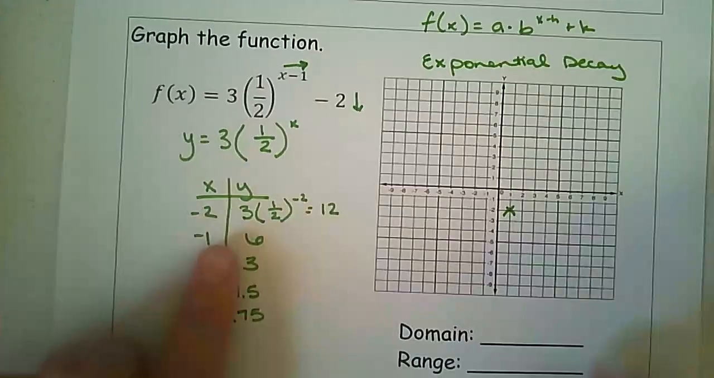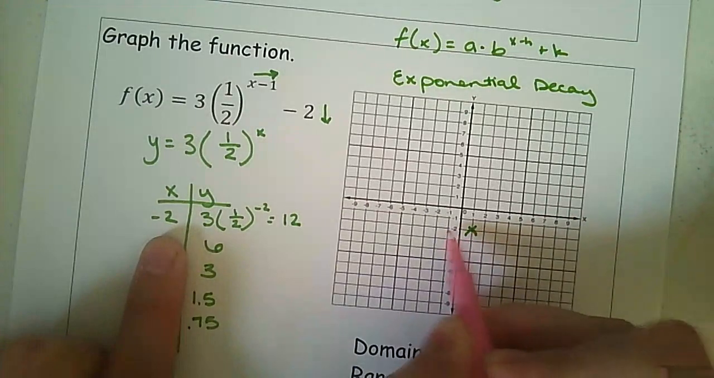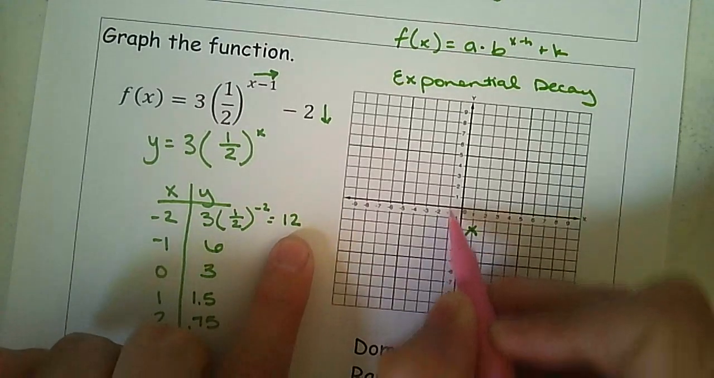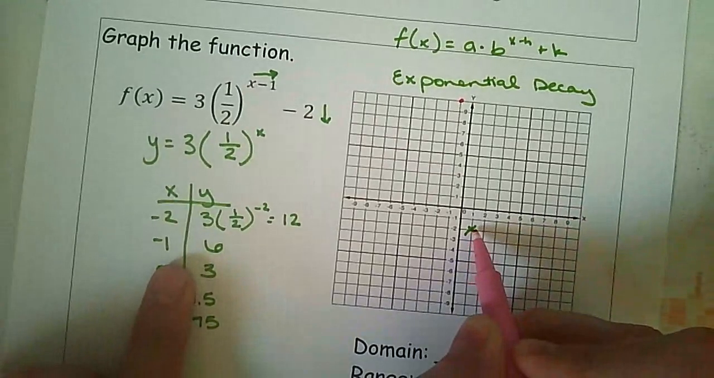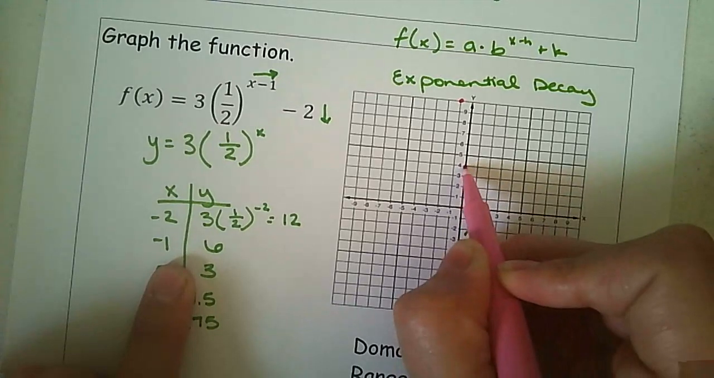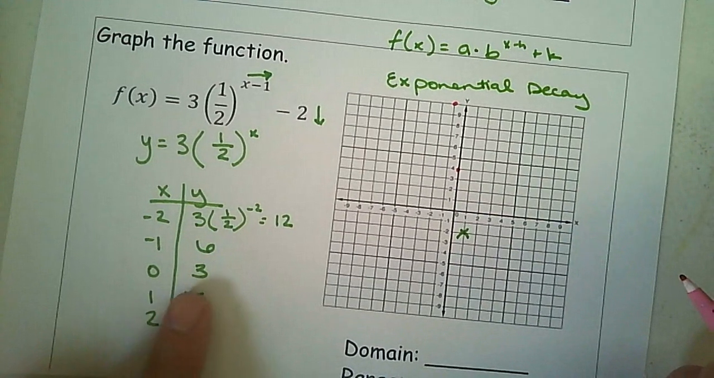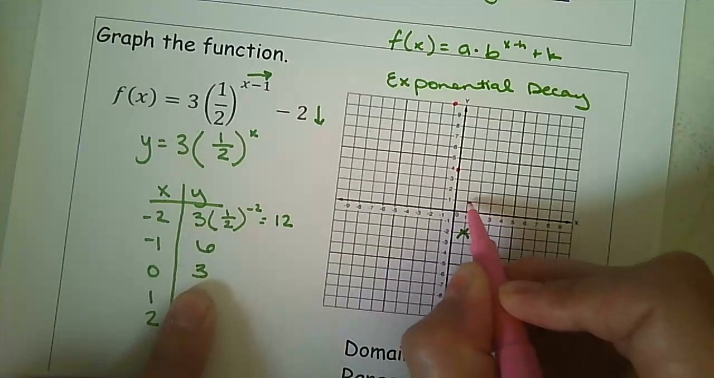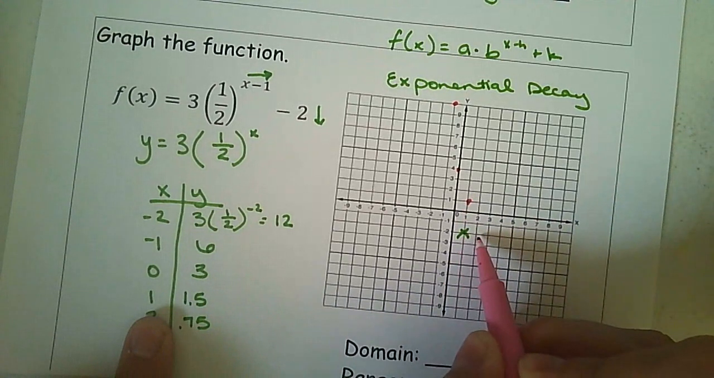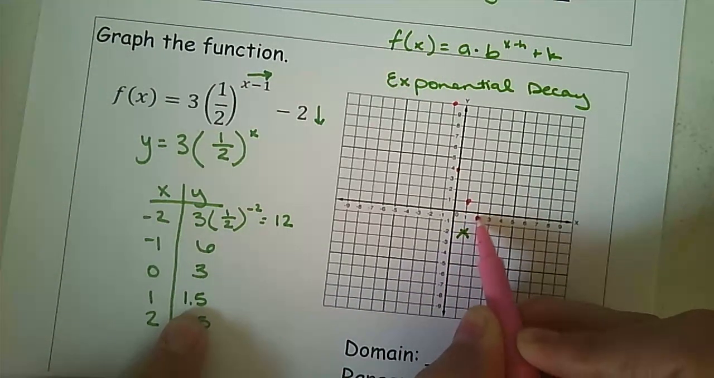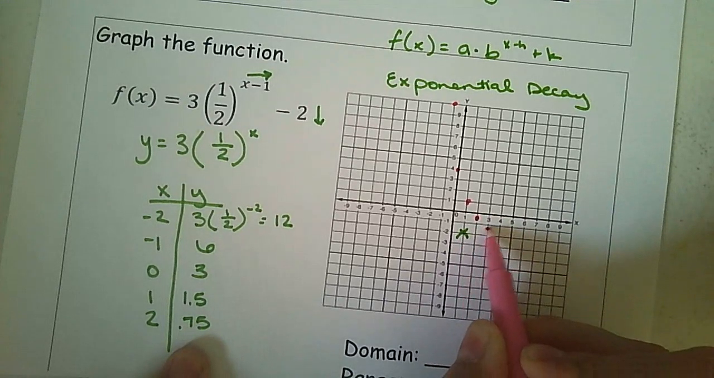So my x value, that's saying I need to go left 2 because it's negative from my new origin, and then up 12. This one is saying I need to go left 1, up 6. I'm not going left or right at all, but I need to go up 3. I need to go right 1 because it's positive, and up 1.5, and then right 2, up 0.75.